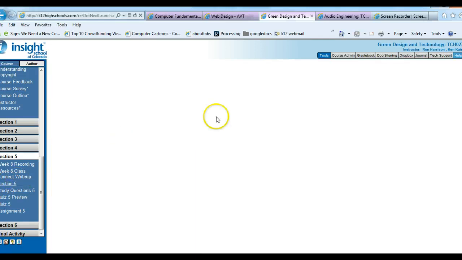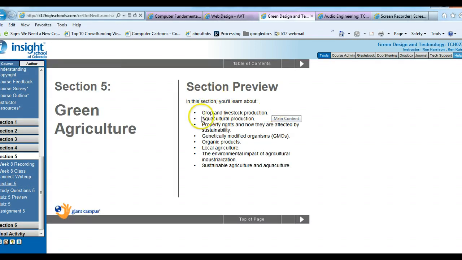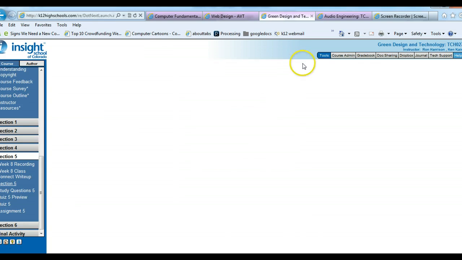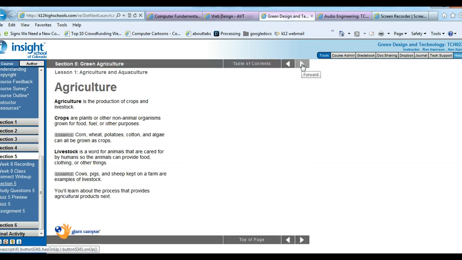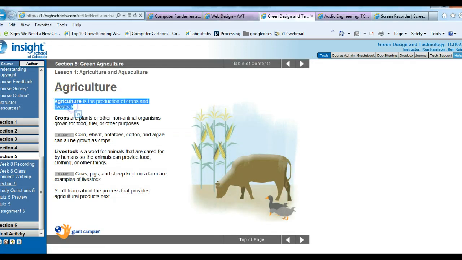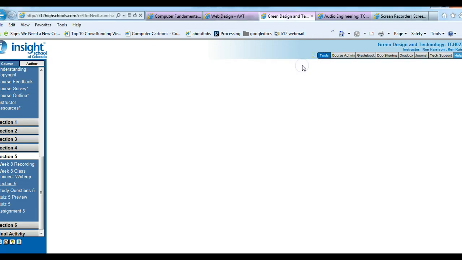So jumping into Section 5. And Section 5 again is all about green agriculture, crop and livestock production, aquaculture, property rights, genetically modified organisms, organic products, etc. This is all of Section 5. But for today, we're just going to be covering probably about 3 of these items. Or for this lesson, I mean Lesson 1. So Lesson 1, agriculture and aquaculture. As you look at it, agriculture is the production of crops and livestock, and you know what crops and livestock are, right? So you can see all the information about those. That's agriculture.